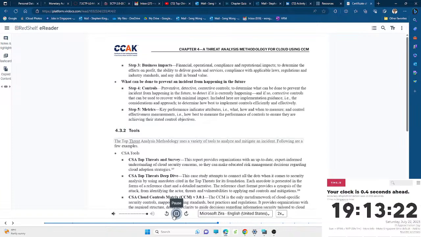4.3.2 Tools. The top threat analysis methodology uses a variety of tools to analyze and mitigate an incident. Following are a few examples. CSA Tool: CSA Top Threats and Survey. This report provides organizations with an up-to-date, expert-informed understanding of cloud security concerns, so they can make educated risk management decisions regarding cloud adoption strategies.